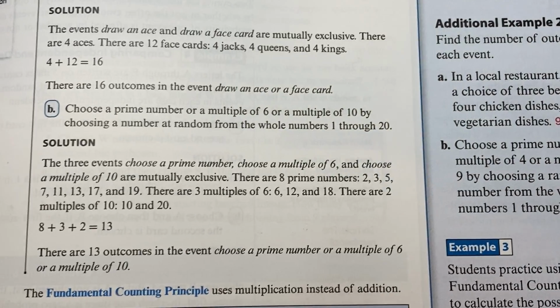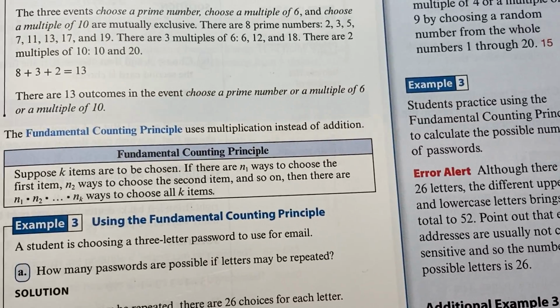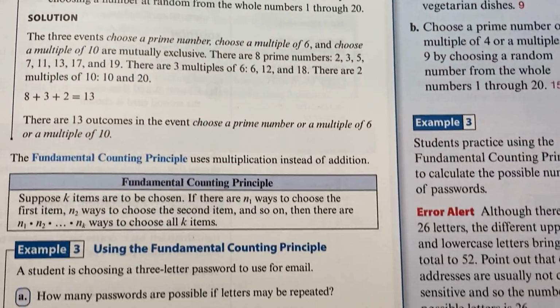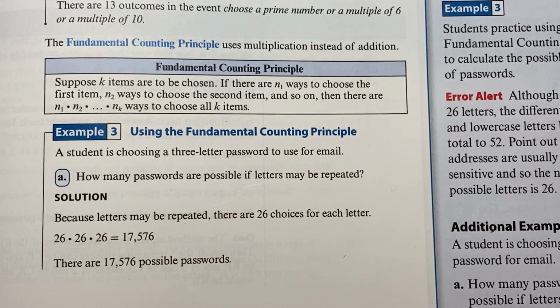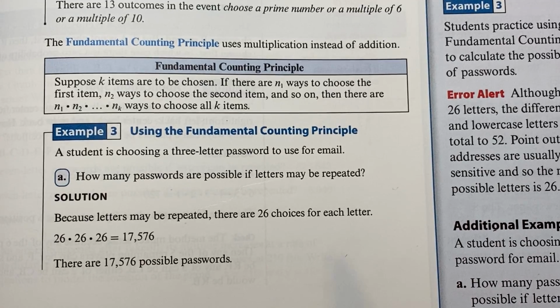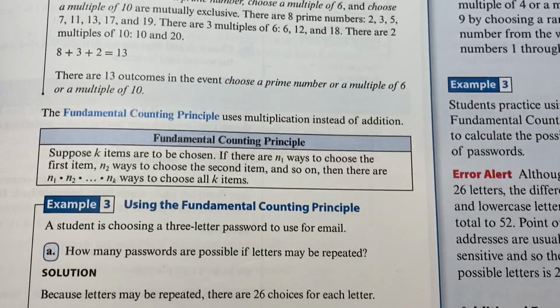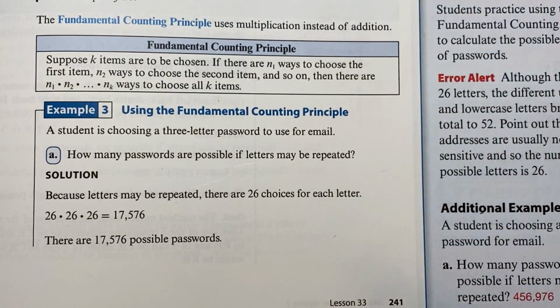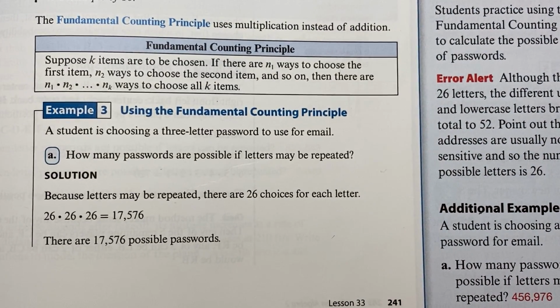Okie dokie, the fundamental counting principle. Notice we did the addition counting principle, now we're going to do the fundamental counting principle, where we're going to use multiplication instead of addition. Up here, we added to find our total number of outcomes. Now we're going to multiply to see our total number of outcomes, and you will see why.